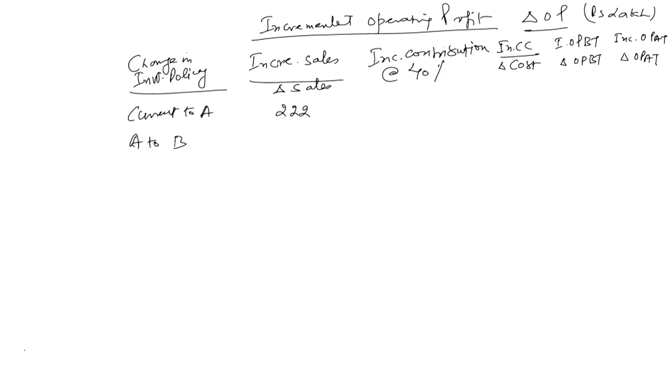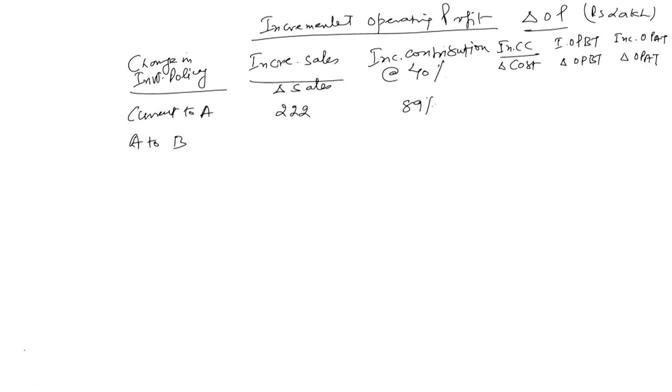Then A to B, we will see what happens. But here incremental contribution is going to be how much? It is 40%, so 40% of the sales is going to be contribution. It is going to be 89. You can calculate, it is the incremental contribution at the rate of 40% of the increased sales.